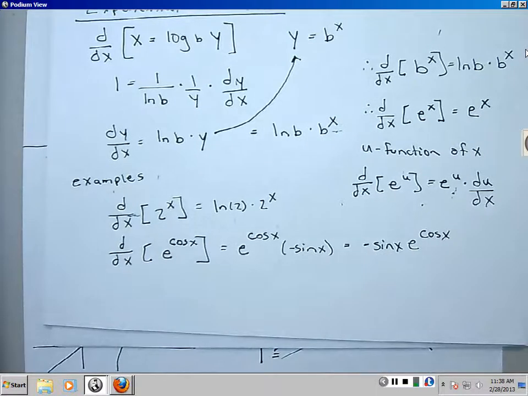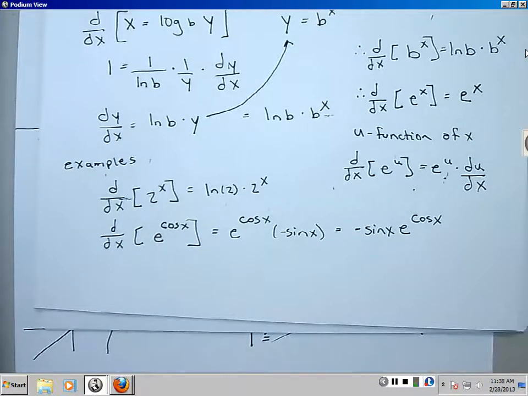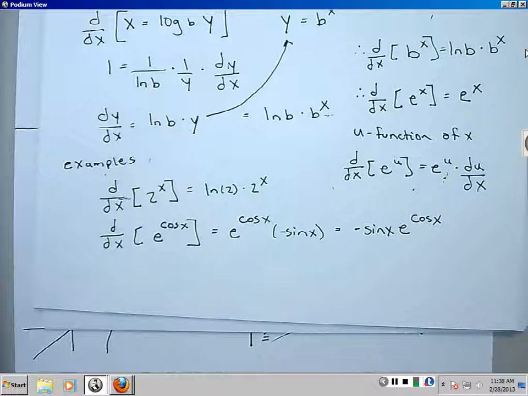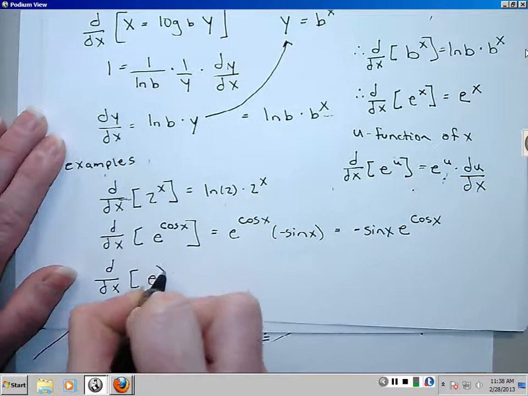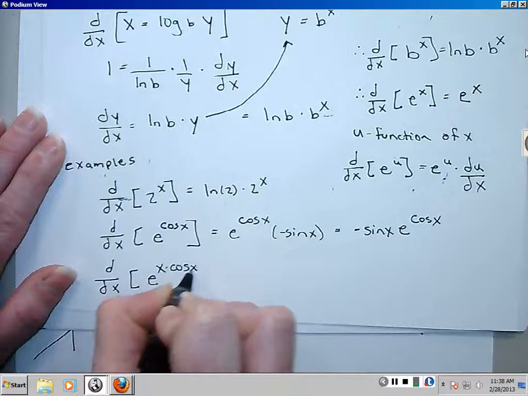You guys see that? The derivative of e to the power is e to that power times the derivative of the power. So you might have something like, what is the derivative of e to the x times cosine of x?